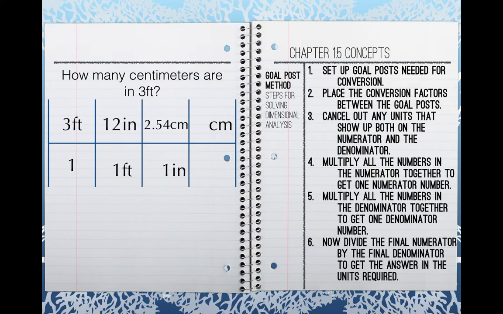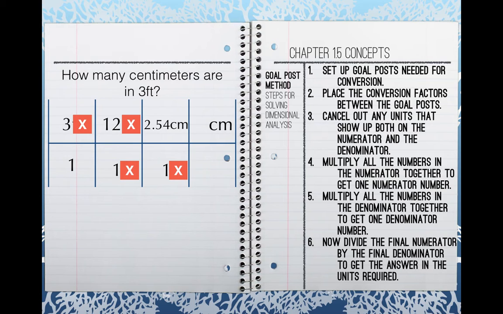Now we need to cancel out any units that show up in both the numerator and the denominator. So I'm going to take those out. We've already kind of shown that. Now the only unit we have left is centimeter. Excellent, we're on the right track. And so we have to move down to step 4.